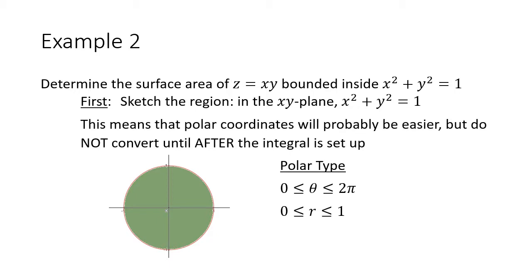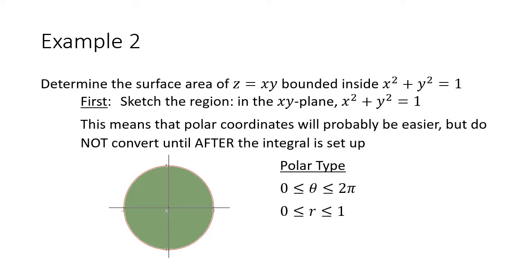My theta is bounded between 0 and 2 pi because I'm going all the way around the circle. And in this case, for my unit circle, it's bounded between a radius of 0 all the way out to a radius of 1. So my bounds are really nice if I set this up as a polar type integral.